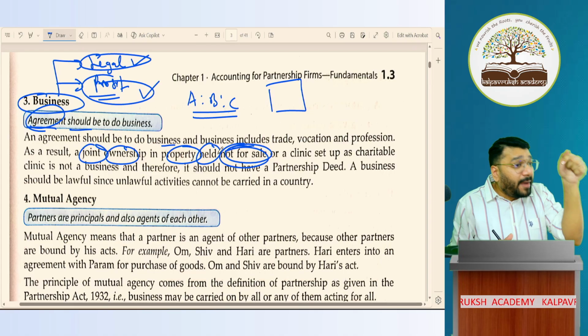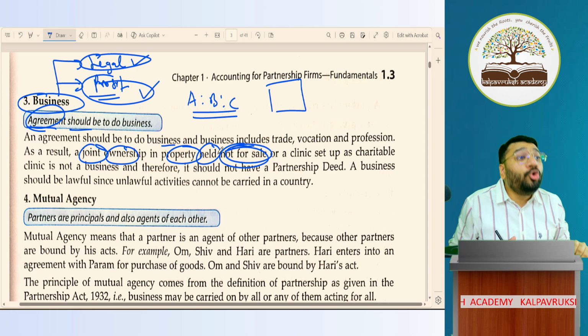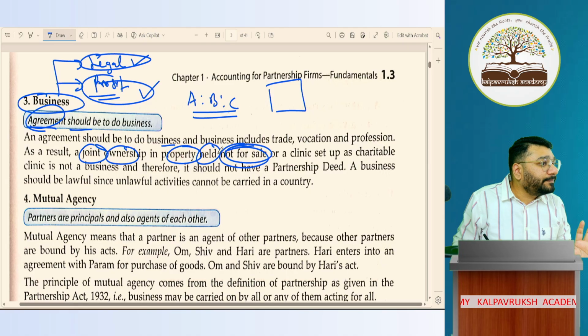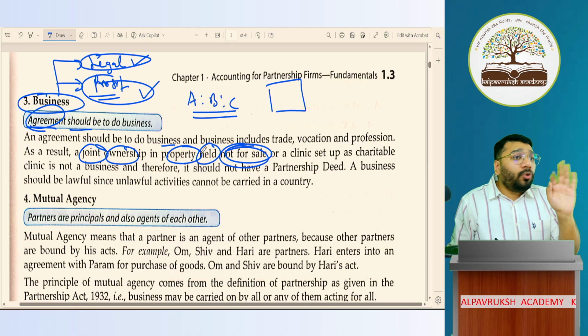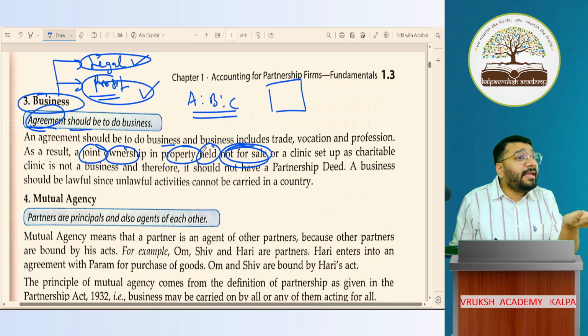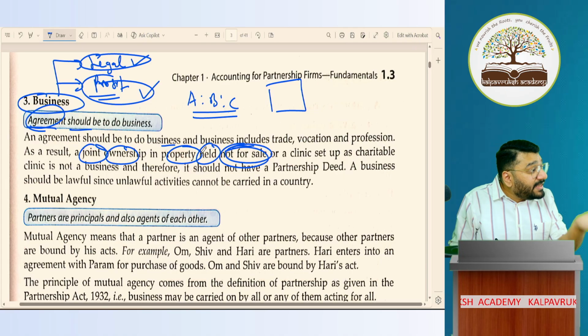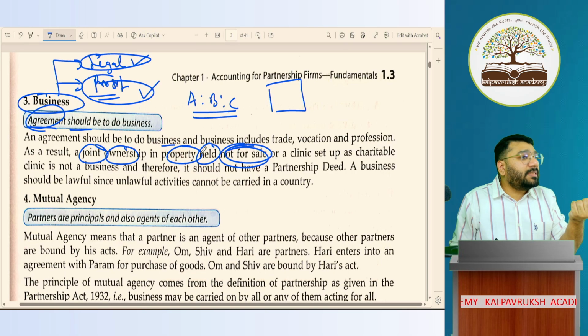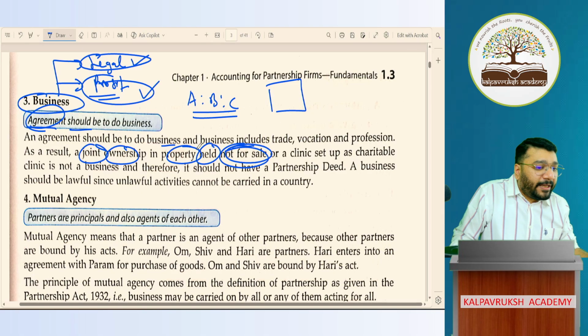A partnership deed or agreement should result in doing some business. You cannot choose not to do business. Got it, not got it? So doing business is mandatory. You know what is business? Buying and selling is business. Giving services and getting money against it or in return of that is business. So you have to do business is what they're trying to say.